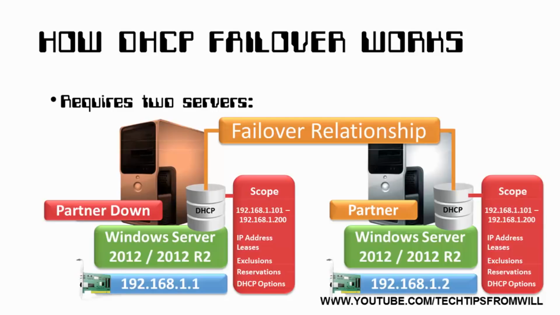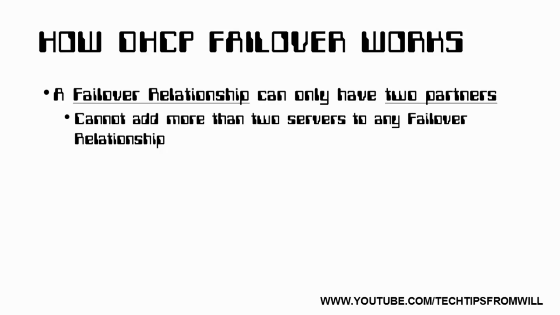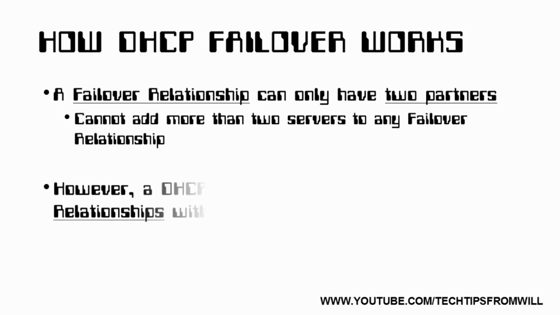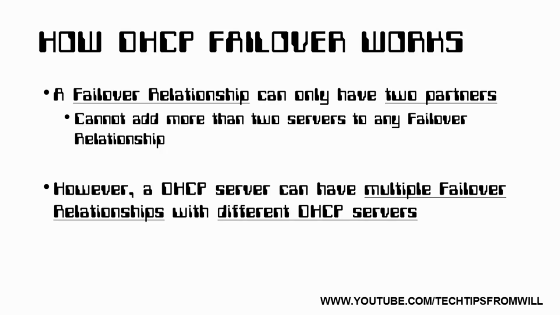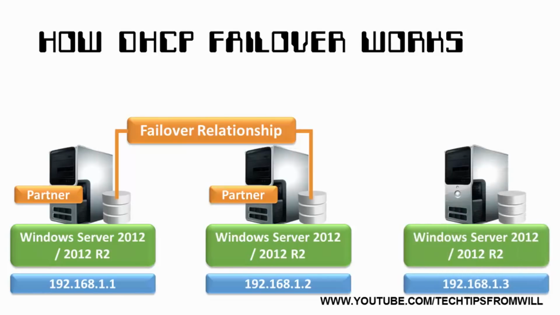One important point I would like to make is that a failover relationship can only have two partners. You cannot add more than two servers to any failover relationship. That being said, it is possible for a single DHCP server to have multiple failover relationships with different DHCP servers. For instance, let's say I were to add a third DHCP server to my network. Since I already have two partners in the current failover relationship, I cannot add this server to the relationship.